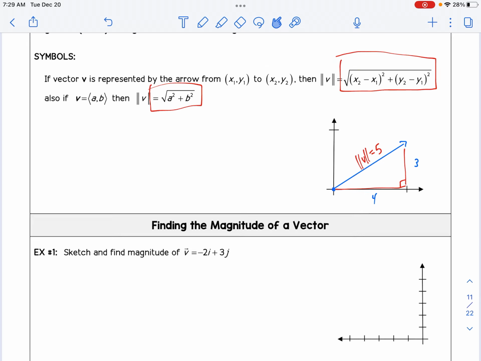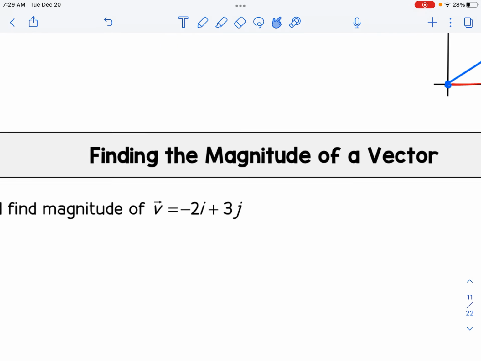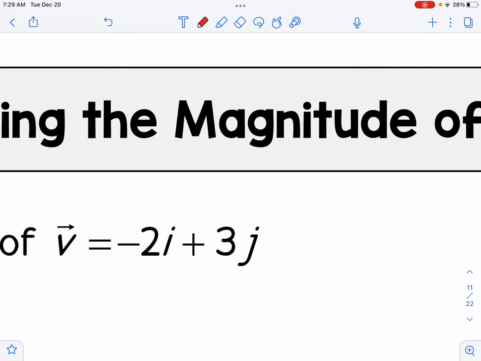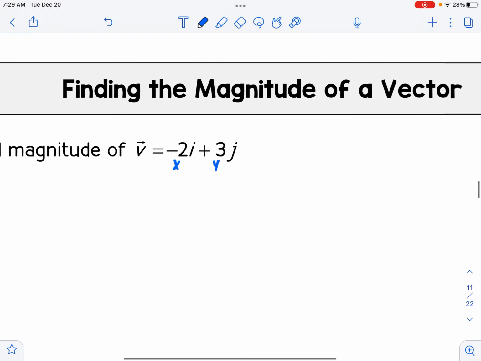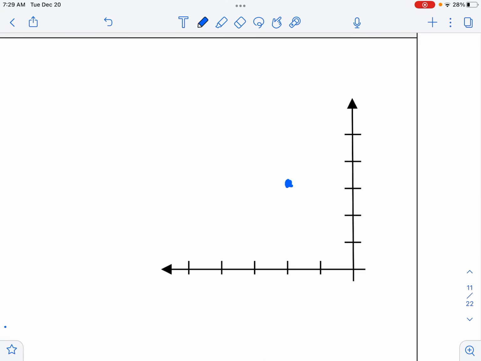All right, so let's take a look at another example here. Sketch and find the magnitude of vector v. Here the vector is given to us as -2i + 3j, so that's linear combination form. That basically tells us an x and a y component. So if I come over here and draw my vector, <-2, 3>, that would be the head of my vector, with the tail at the origin, unless otherwise stated.